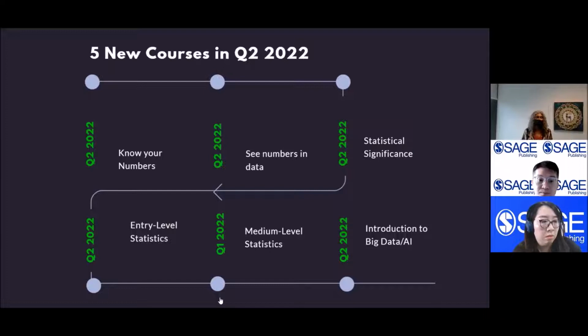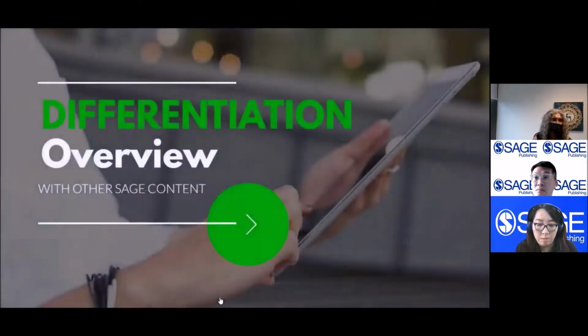And here we have, again, entry-level stats and medium-level stats. But the key part, which we are all talking about every time, is an introduction to big data, machine learning, and artificial intelligence. When we talk about introduction, we are really talking about entry-level information to kickstart people. And then obviously in our next courses, we'll go to medium level and then advanced level.